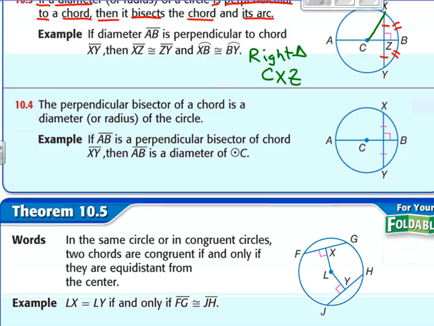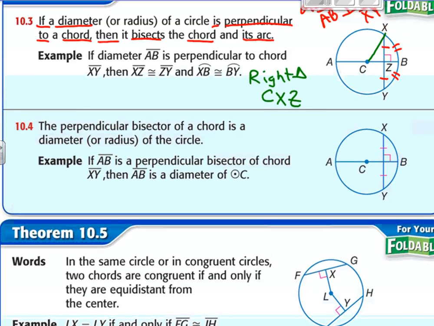Then this next one says that the perpendicular bisector of a chord is a diameter of the circle. That's nice because sometimes in life we'll see a circular shape and we have to figure out something about that circle, but we don't know what the diameter is or we don't know where the center is. So what this means is you could take any circle, don't draw this, just look at it.